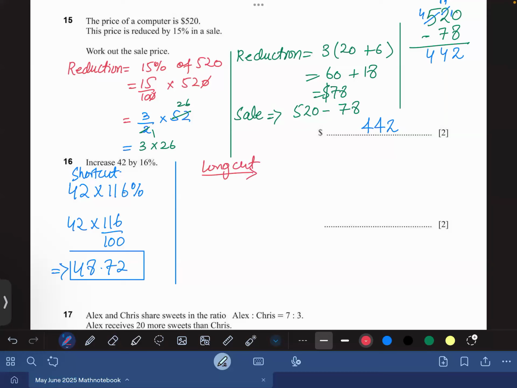So long cut is find 16% of 42. Tell me what is the answer. 10% of 42 is 4.2. So 1% of 4.2 would be 0.42. तो 0.42 times 6 is 6.72. Check please. जी सर यही है. Thank you.